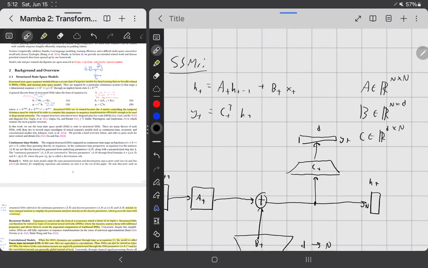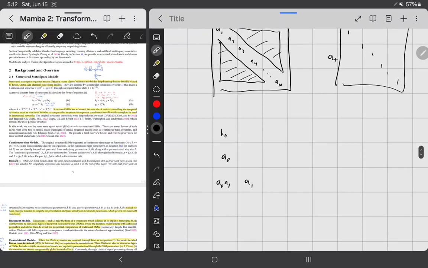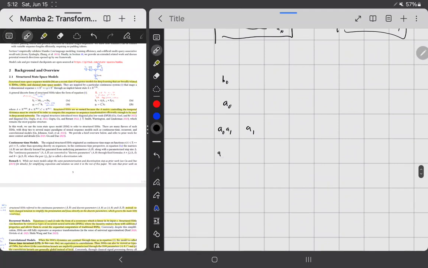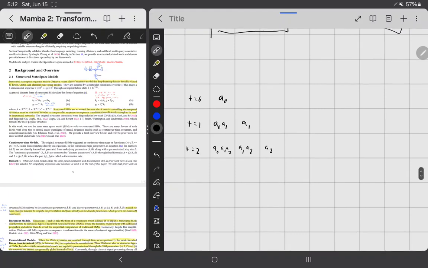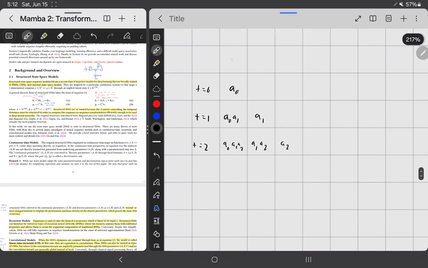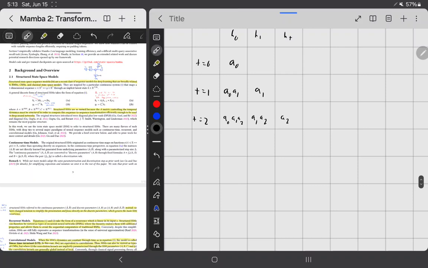Basically, this hidden state is going to be multiplied by all these A scalars ahead of it. So let's just draw that out. A0, A1, A2, A1, A2, and A2. So this is going to be time equal to 0, time equal to 1, and time equal to 2. And this is going to be H0, H1, and H2. This represents the scalars that are being multiplied by these hidden states. So we formulate this quadratic formulation of these scalars here.